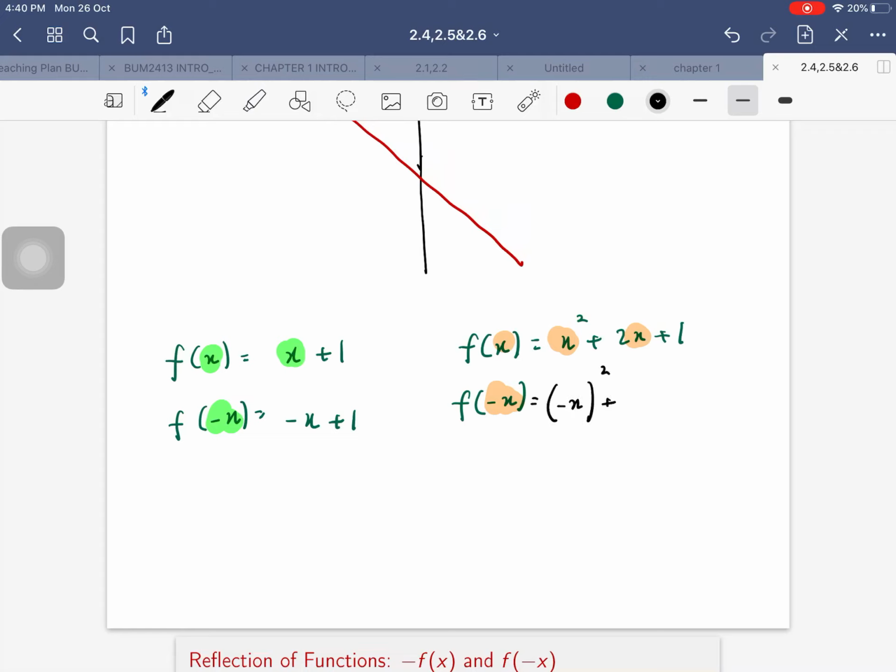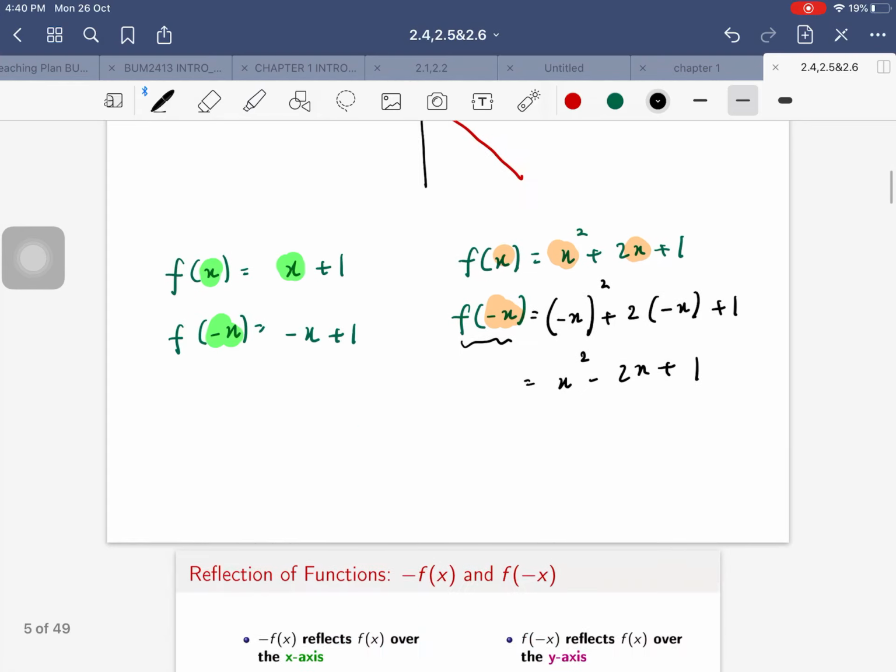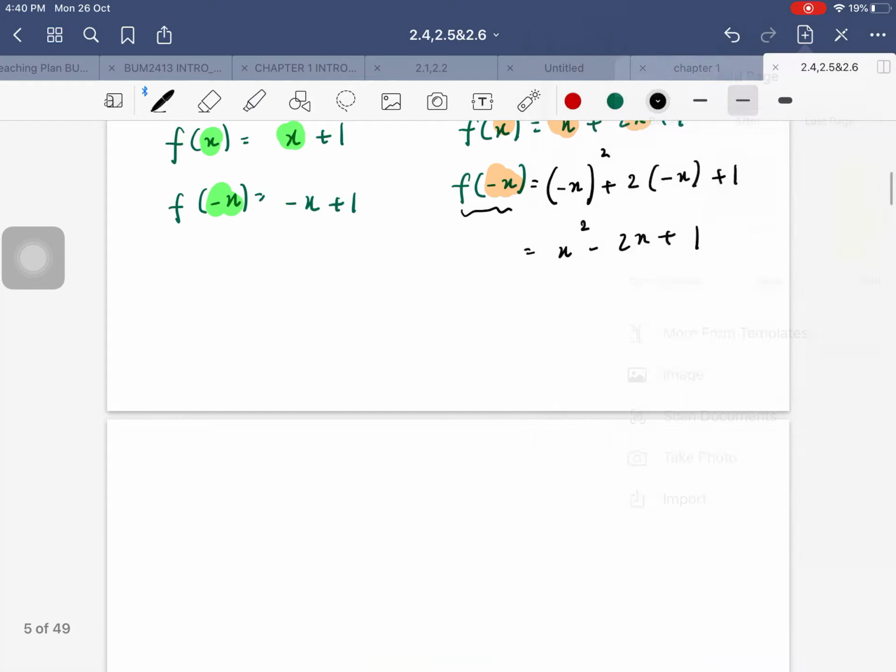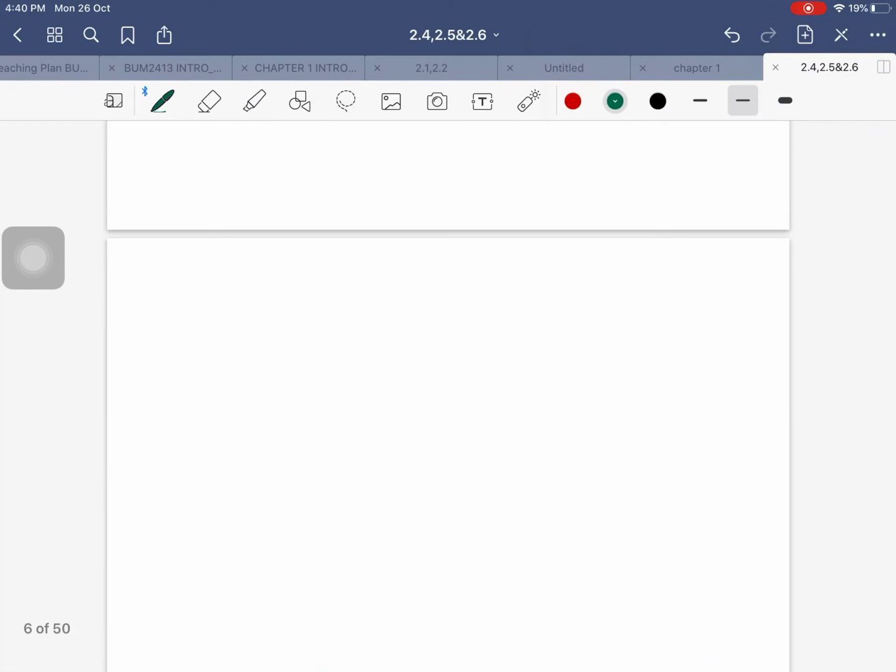So here I will end up with, so be careful with the power is outside. So it's going to be negative x to the power of 2, so plus 2 multiplied by negative x plus 1. So this is going to be x squared minus 2x plus 1. So that is going to be the function f of negative x.